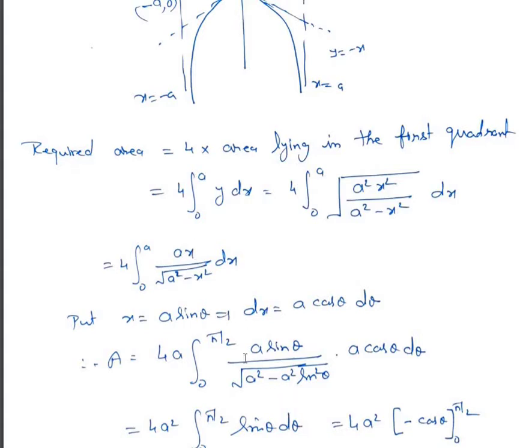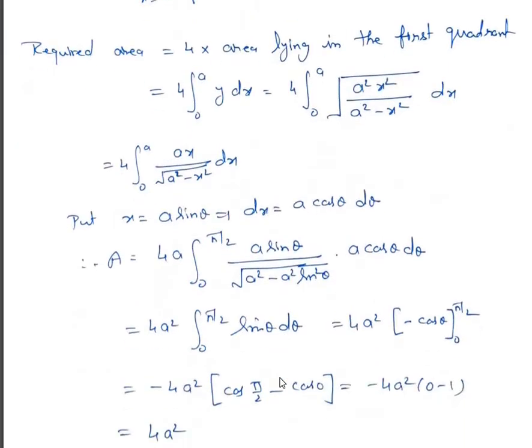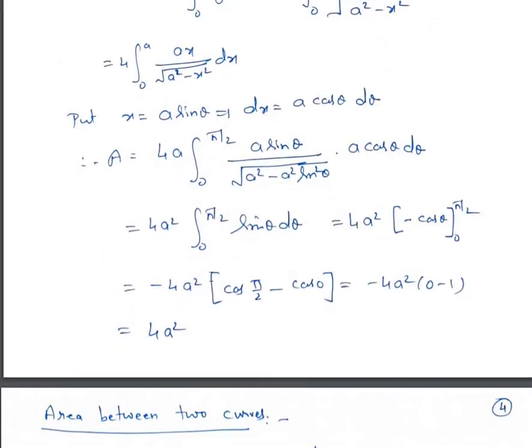In place of x, we have a sin theta upon under root of a square minus a square sin square theta into a cos theta d theta. Again a cos theta will get cancelled. So we have 4a square, integral 0 to pi by 2, sin theta d theta. Integration of sin theta is minus cos theta. Put the limits and the answer will come out to be 4a square.